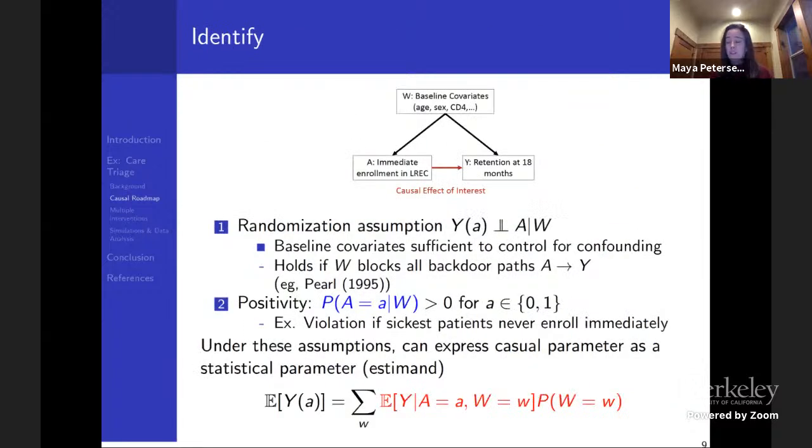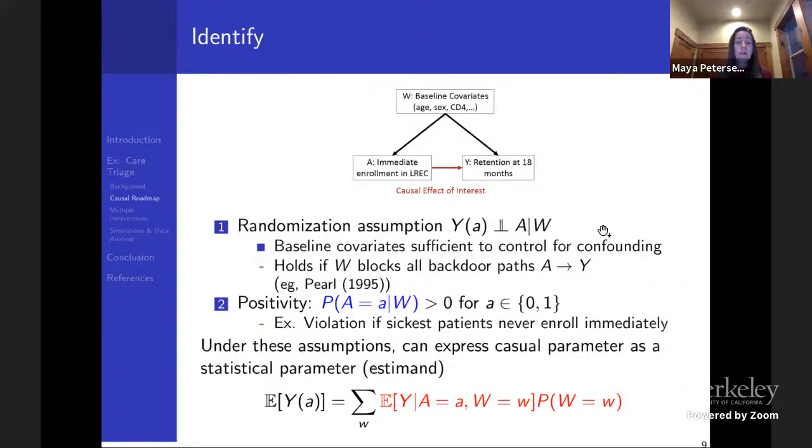So that brings us to our identification step. Formally, we've seen these assumptions nicely presented yesterday by David and Helene. Here they are for this simple single time point case. We need really 2 fundamental assumptions.